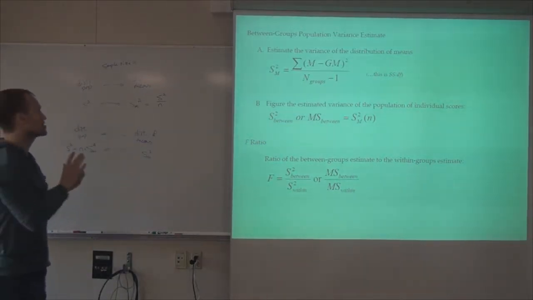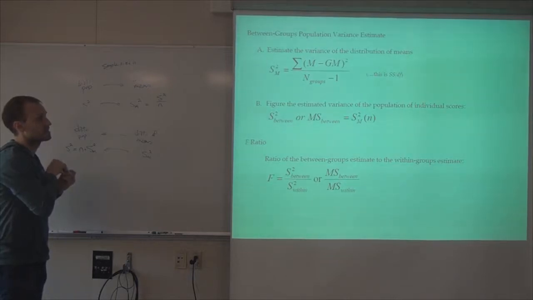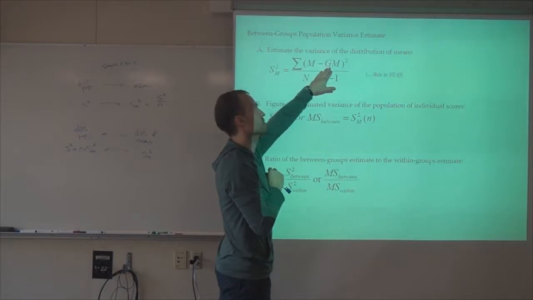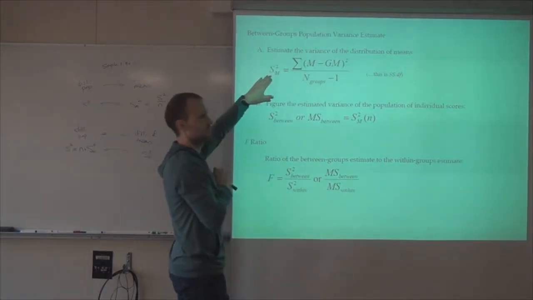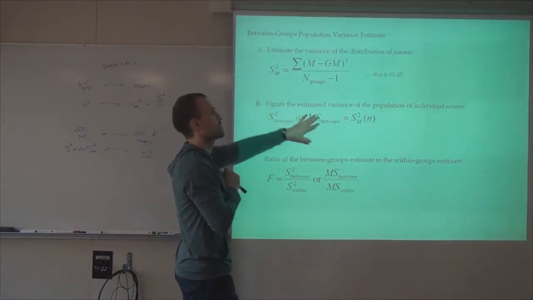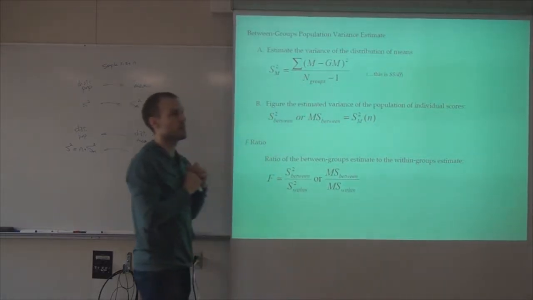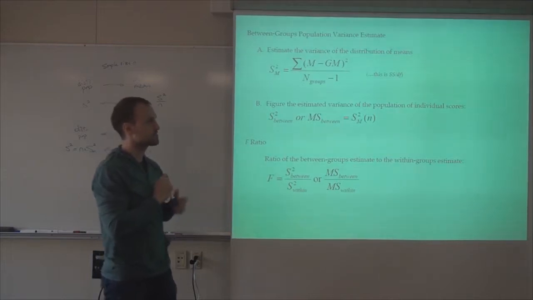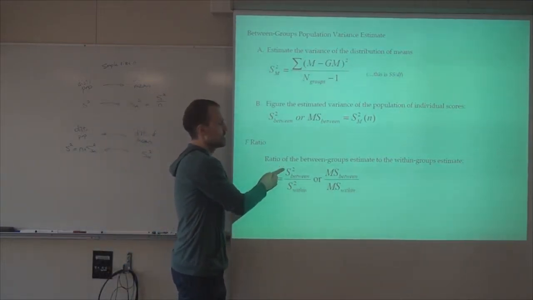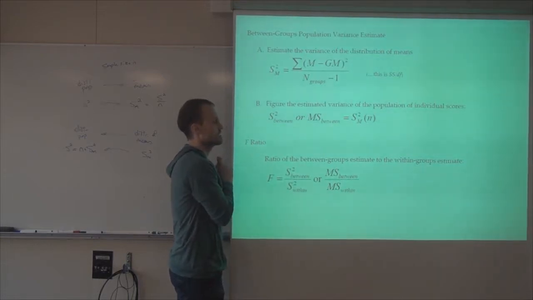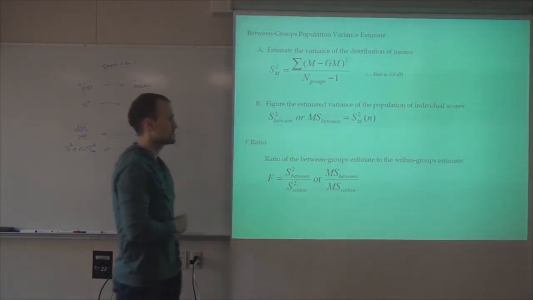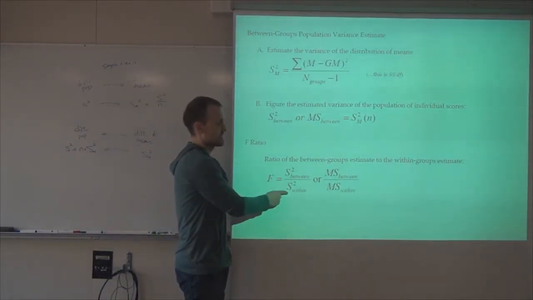A little trick to keep in mind: when I look at the means and their mean, I'm estimating the variance of the distribution of means. I have to go back to a population variance estimate. Once I have those, I will calculate the F ratio, variance between over variance within. I prefer to write it like this, but that is another option. I'll just write it like this.